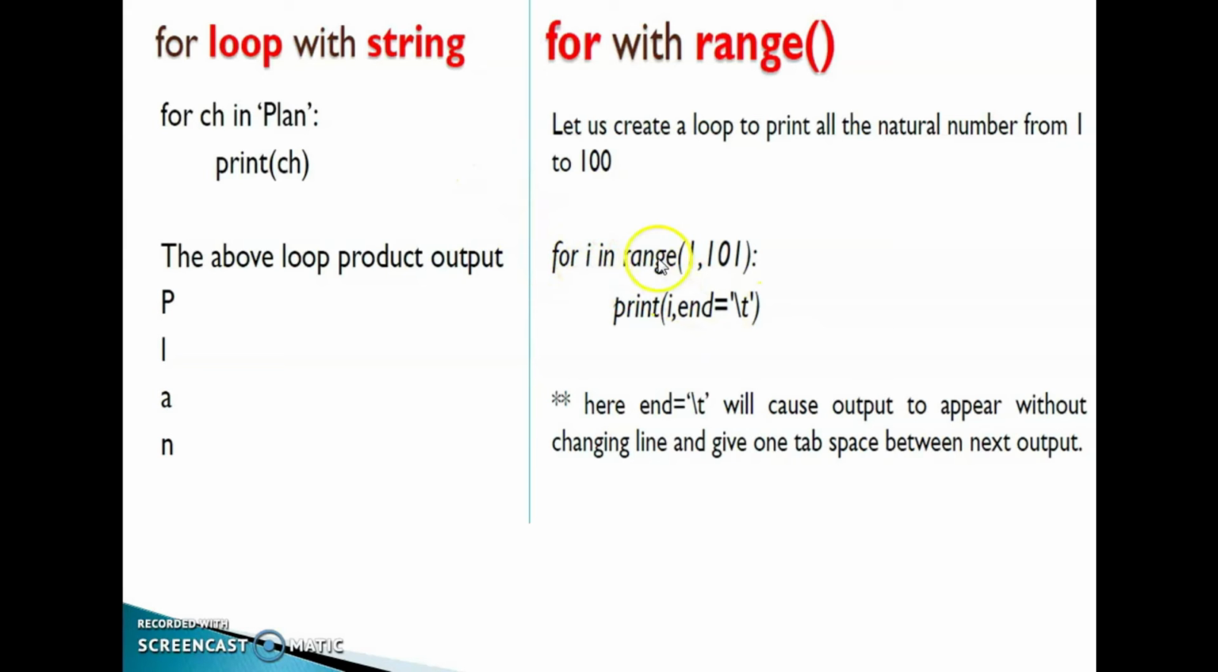First iteration i's value 1. Second iteration i's value 2, and so on. Okay. Up to this 100. Here end equal to \t will cause output to appear without changing line and give one tab space between next output. You can see all these values in a single line.